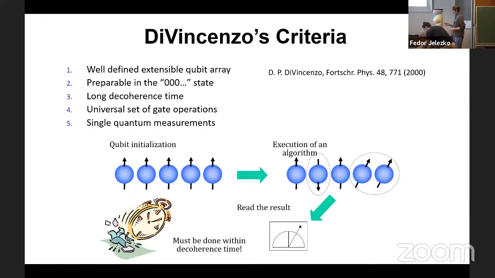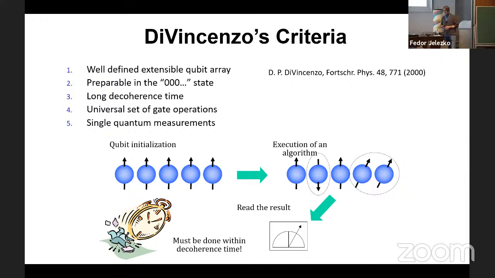Thanks. So you need to be able to initialize your qubit. Qubits need to have a long enough coherence time to enable entanglement. You need to be able to perform a set of gates, including single and two qubit gates, and you need to be able to measure qubits. And all these criteria to be fulfilled in one system is pretty non-trivial.